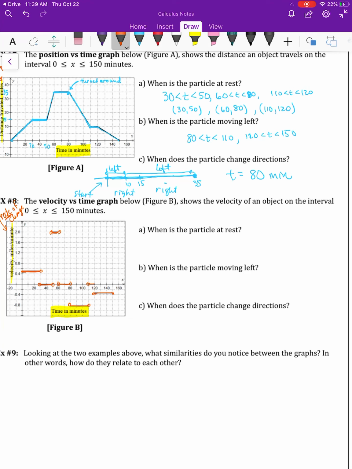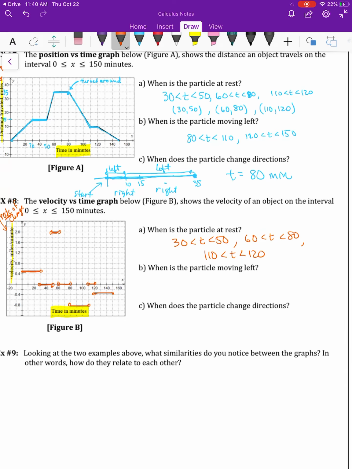So when is the particle at rest? Well, when you have zero velocity, you are not moving at all. So look, zero velocity is from 30 to 50. So 30 to 50, zero velocity. Zero velocity, 60 to 80. And zero velocity here from 110 to 120. Okay, and again, you could have written those using interval notation.